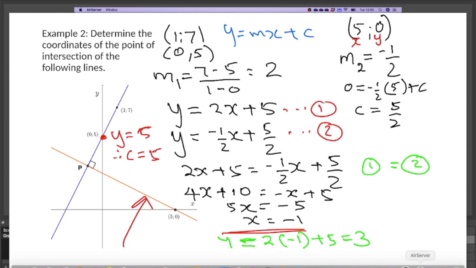So what is our point P? The point P should have coordinates minus 1 and 3. All right, so that is our answer there.